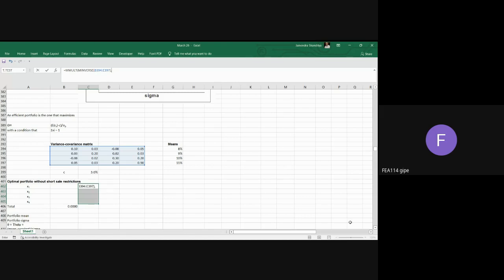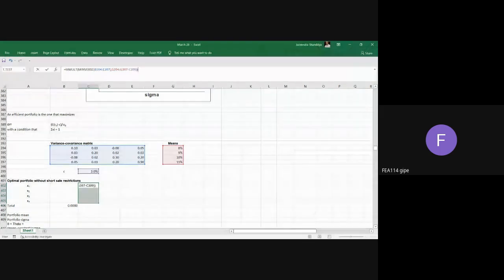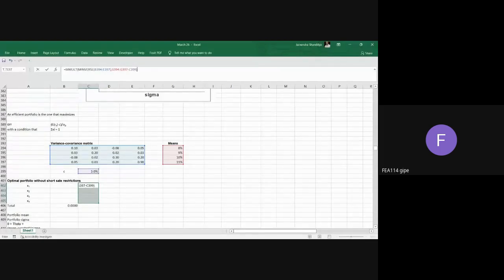So this, and then what we do is take the expected return, and from this we subtract the risk-free rate, and then we are done. And this is our Z matrix, Z.